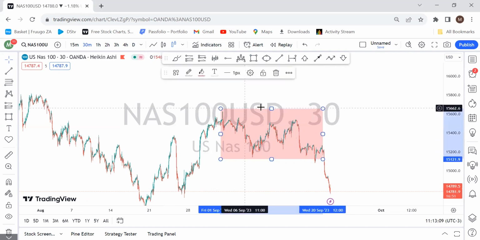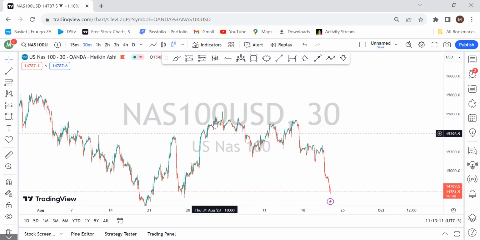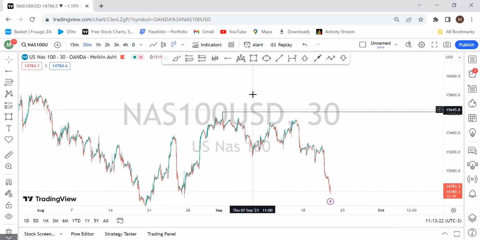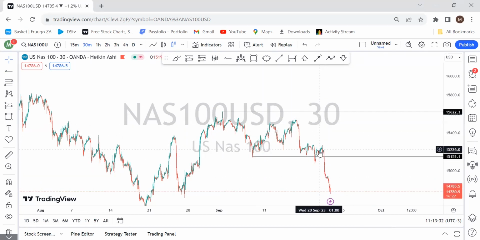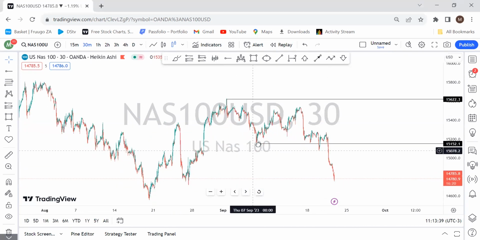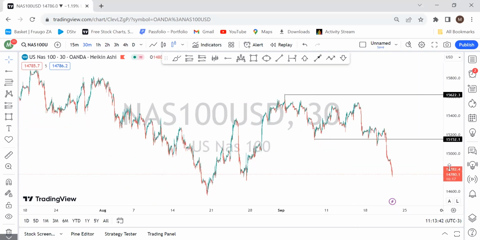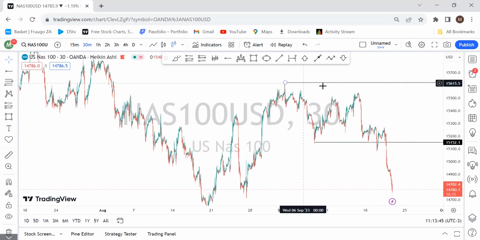So the first thing that you need to do is spot your lows and highs, right? So I'm gonna get the horizontal ray, and my first high was right here and my low was this point right there. So the market was within this channel before it broke out and sold off, because this is the sell that I caught. So I'll be explaining how I saw the sell, right? So we figured out our lows and our highs.